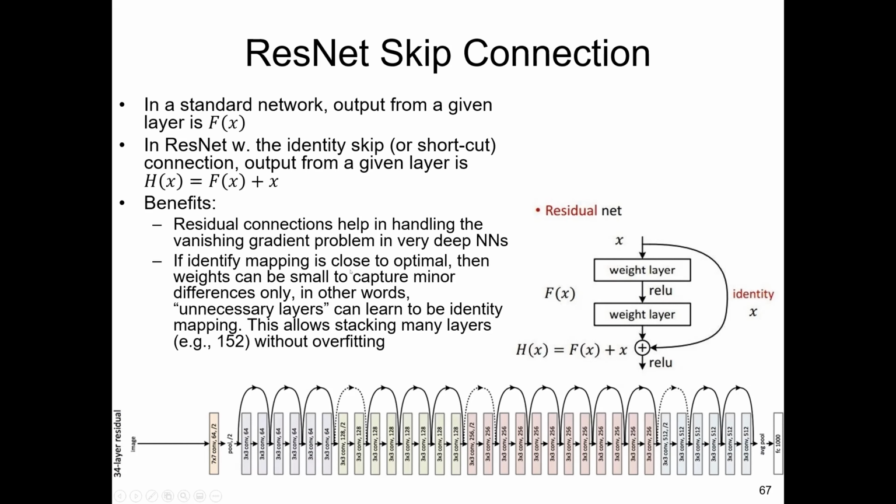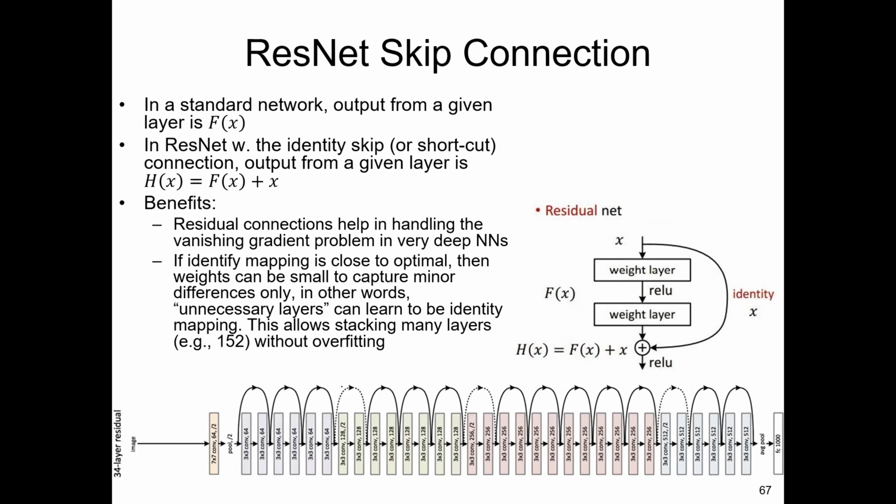For the skip connection, if identity mapping is close to optimal, then weights can be small to capture minor differences only. In other words, useless layers can learn to be identity mapping. This allows stacking many layers, for example, 152 layers, without overfitting. Identity mapping connections allow the network to behave like a shallower network if necessary, or behave like a deeper network if necessary, depending on your data size and your specific task.